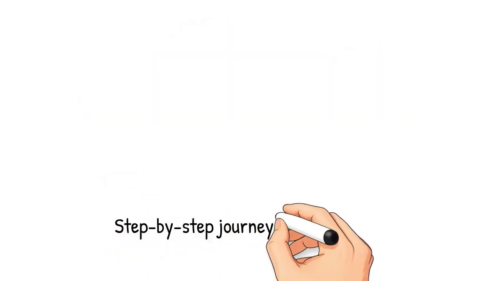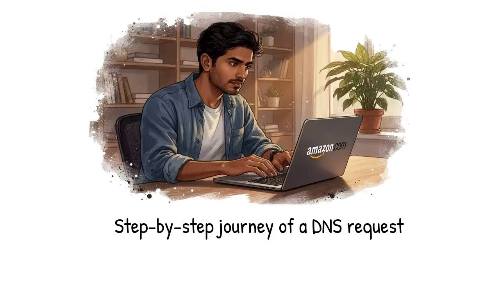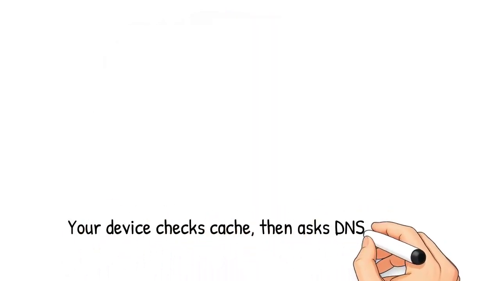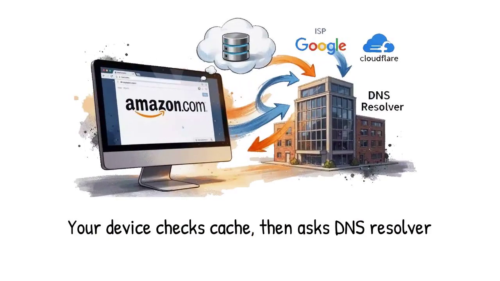To understand DNS, let's follow the journey of a simple request. You open your browser and type amazon.com. The moment you press enter, your device begins a multi-step process that happens so quickly you never notice it. First, your device checks its local cache. If you've visited the website recently, your device might already know the IP address. If not, it sends a DNS query to your configured DNS resolver, usually your ISP, Google DNS, Cloudflare DNS, or your company's internal DNS server.